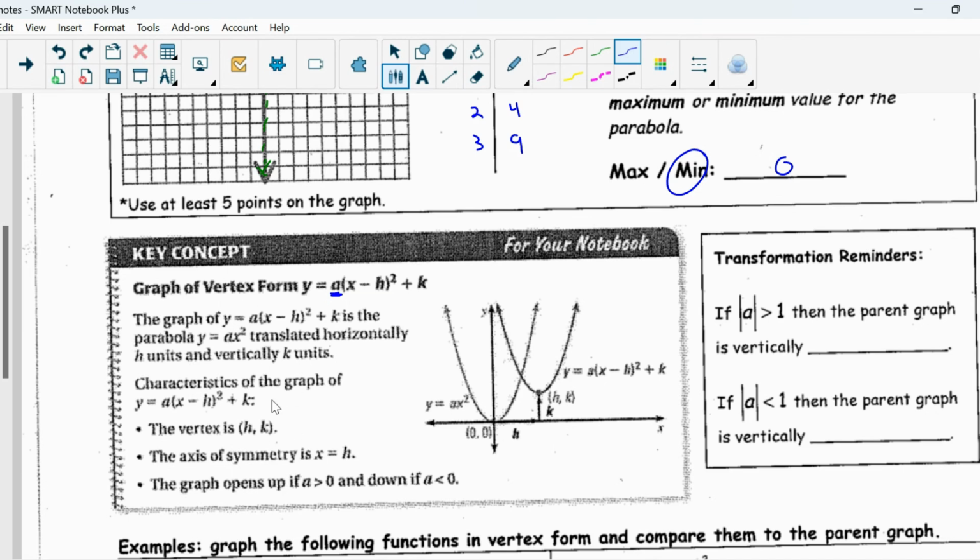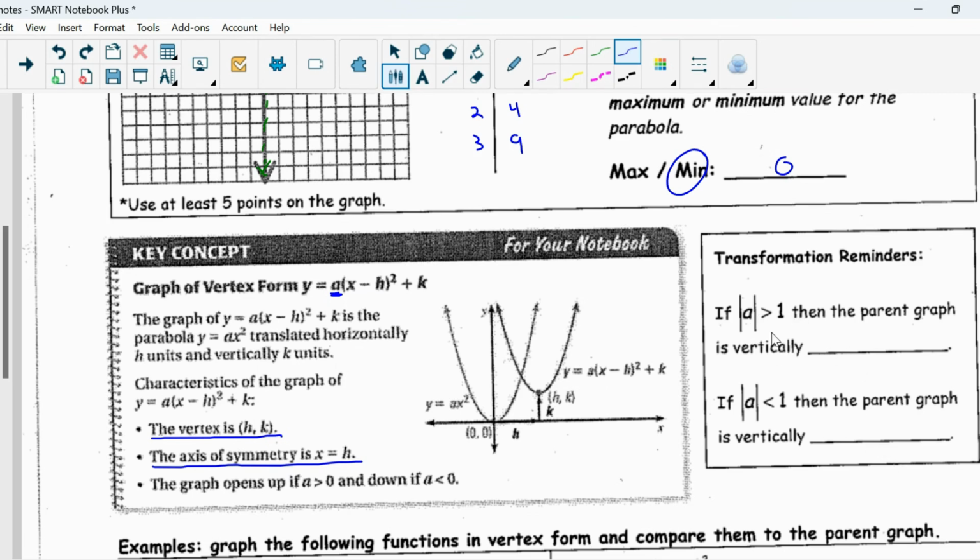So, these characteristics below: the vertex is H comma K, where your K value is your vertical transformation and your H value is your horizontal. The axis of symmetry changes to whatever your H value is, and the graph will open up or down depending on your A value. This is the same as our normal quadratic equations.